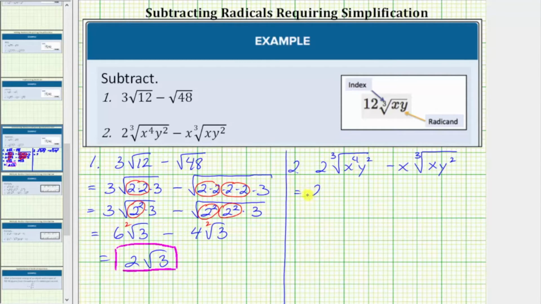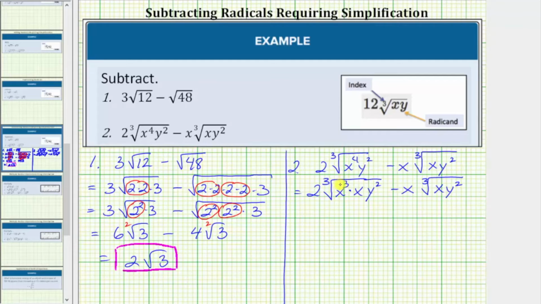So this is equal to 2 times the cube root of x cubed times x. Written this way, we can see here we have 3 equal factors of x. And of course we still have y squared. Y squared does not contain any perfect cube factors. And then we have minus x times the cube root of xy squared, as neither x nor y squared has any perfect cube factors, so we leave this as xy squared.